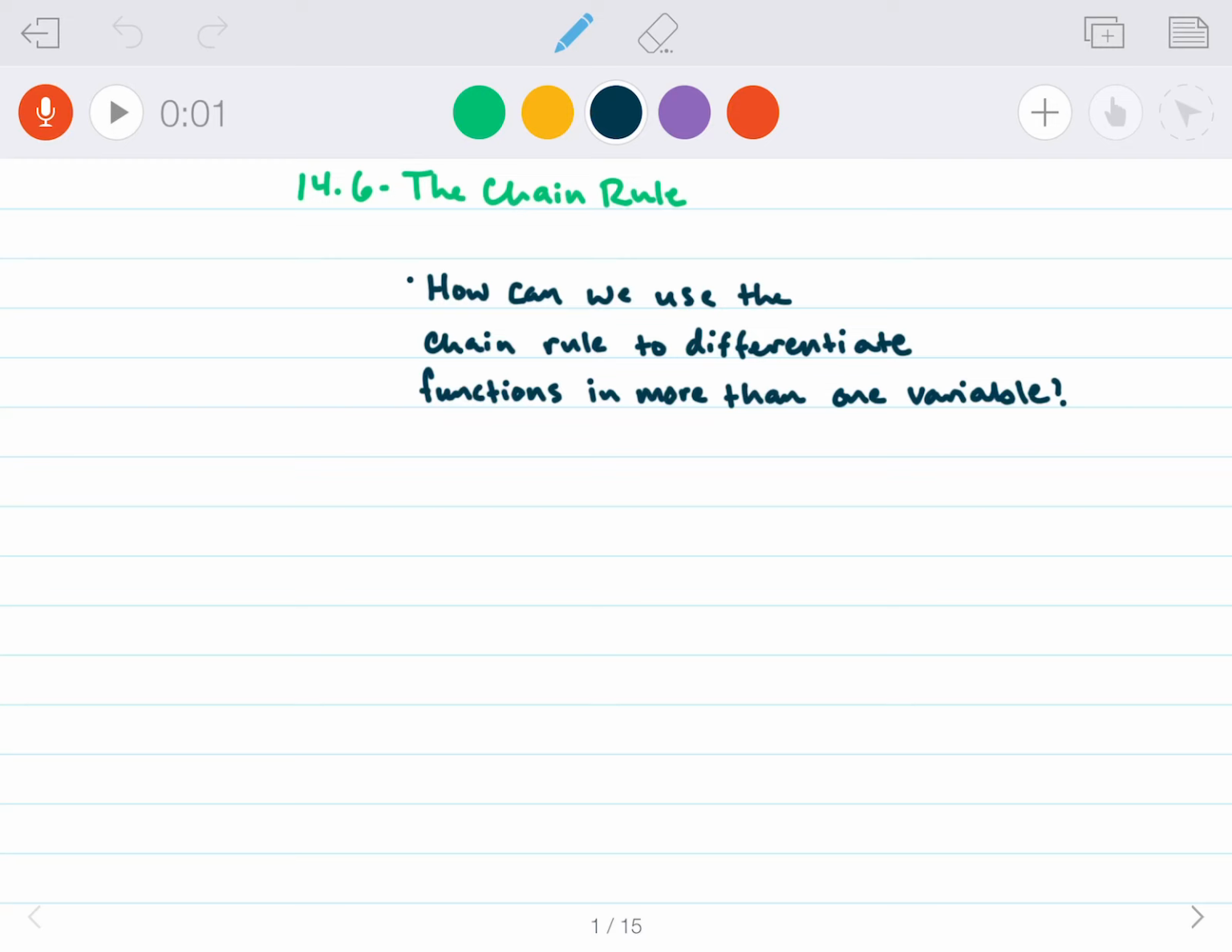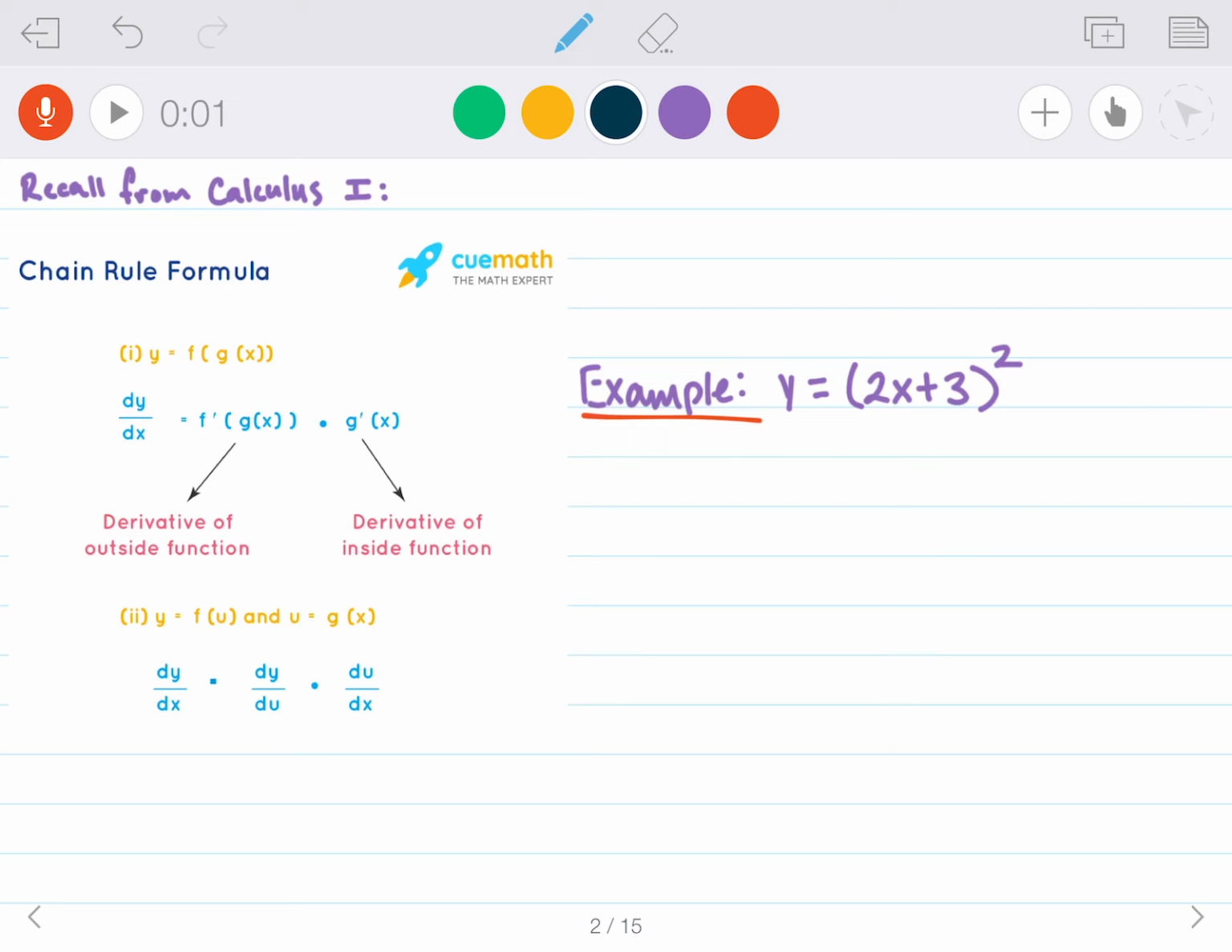Hey guys, in this video we're going to talk about Chapter 14, Section 6, the chain rule for multivariable functions. Okay, so in Calc 1 we talked about the chain rule for single variables, so if we had one independent variable. Now in Calc 3 we're going to have multiple independent variables, and so we need to expand our definition of the chain rule up to another dimension, okay?